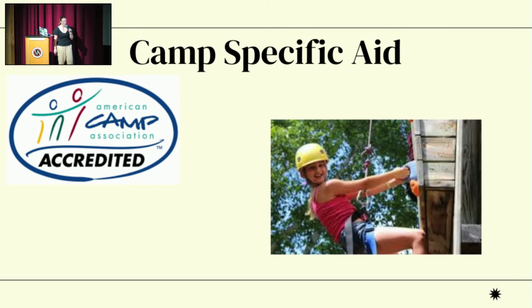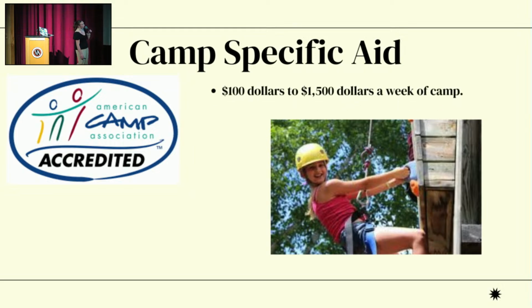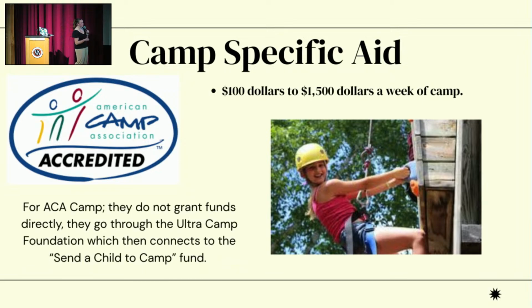My camp that I work at, and a lot of the camps within the New England region, are part of the ACA, so the American Camp Association. So I wanted to look there specifically, and I found that the average family gets between $100 to $1,500 of aid from that camp. And they do not, that camp association, my apology, but they do not fund the families directly. They actually go through an Ultra Camp Foundation, which then connects to Send a Child to Camp Fund. So it's kind of this big pool of money that's then gifted out to all the applicants. So money varies depending on the fundraising and things that are going on that year.